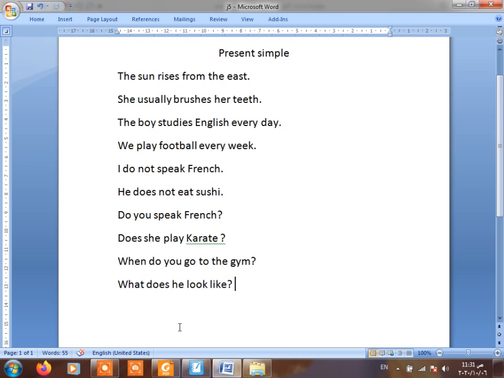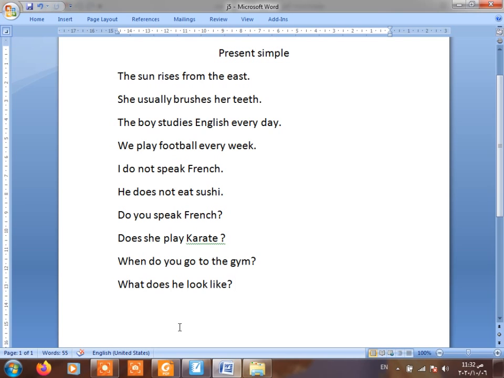After that, the question. We have two types of question. Yes or no question and WH question. The first one is I speak French. If you want to make a question, I use do or does again. Okay? So I start with do or does, then the subject, then the verb in infinitive. Okay? Like, do you speak French? Does she play karate? So this is according to do or does according to the subject.